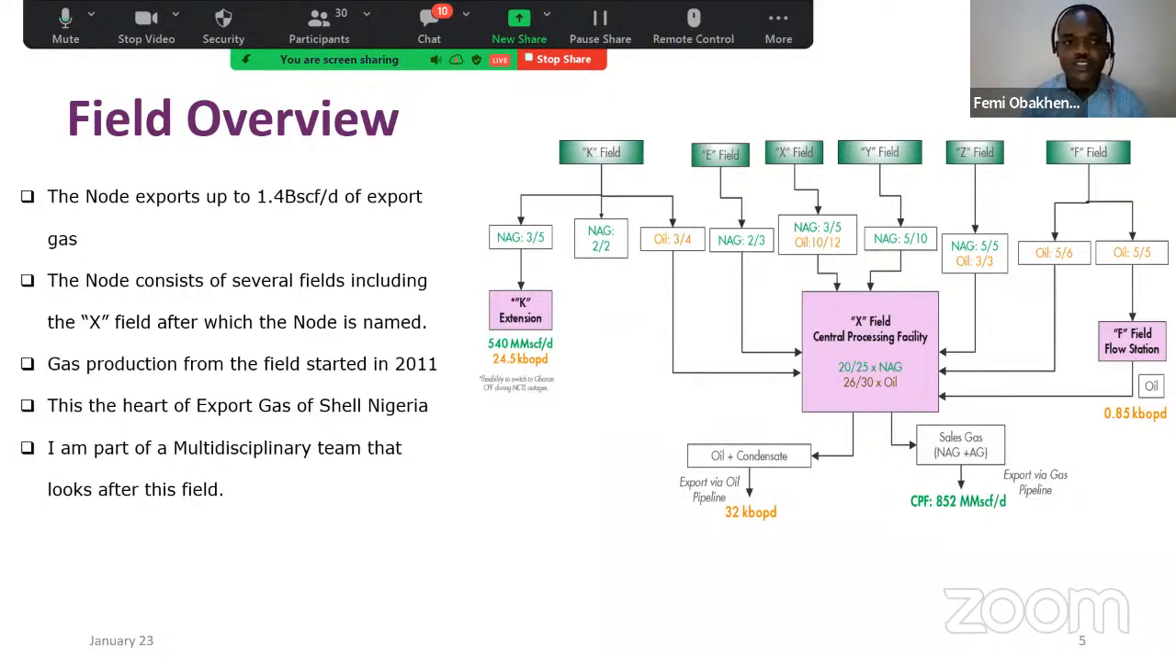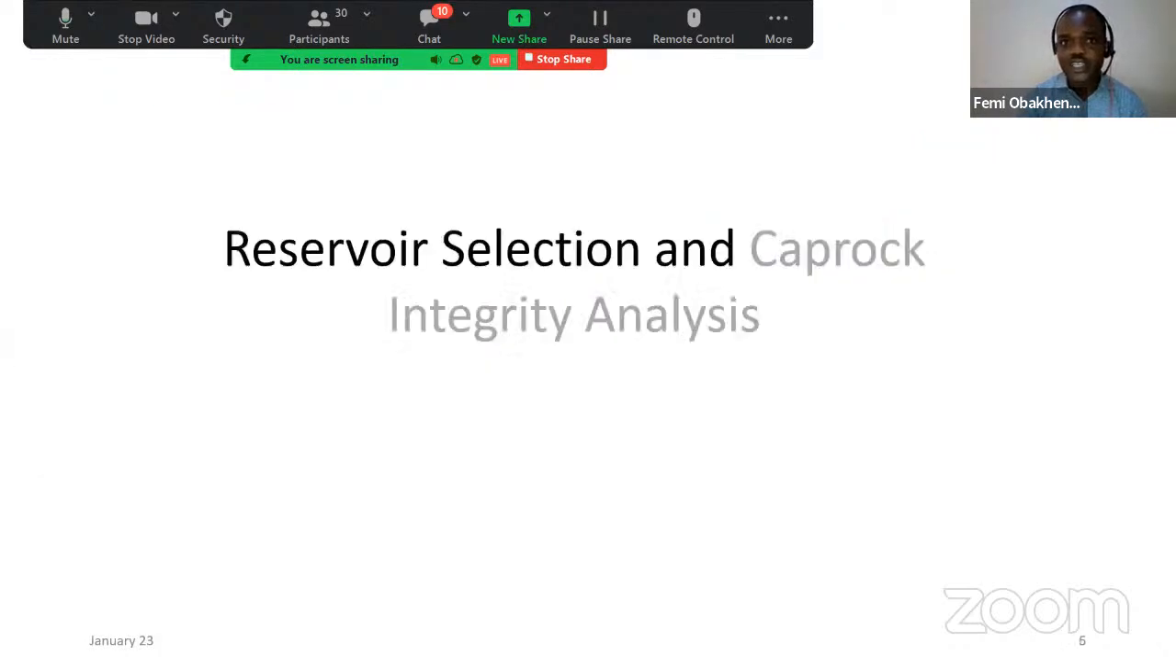In terms of the subsurface, this is a multidisciplinary project. I'm going to be presenting, and I will take your questions and I'll try and answer them as much as I can.